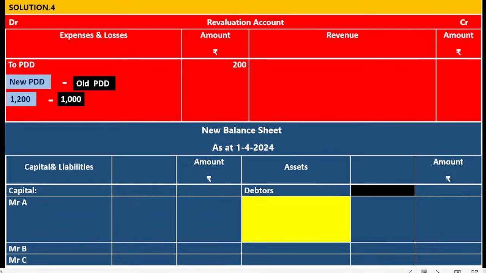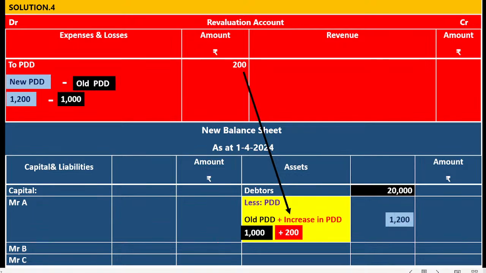Asset side debtors. Open the question. From the question, debtors gross 20,000 less PDD: old PDD given in the balance sheet 1,000 plus increase in the PDD 200 from the revaluation account. Total is 1,200. 20,000 minus 1,200, the net amount is 18,800.